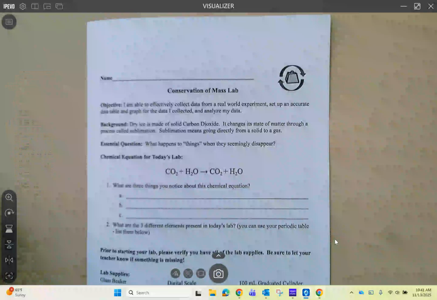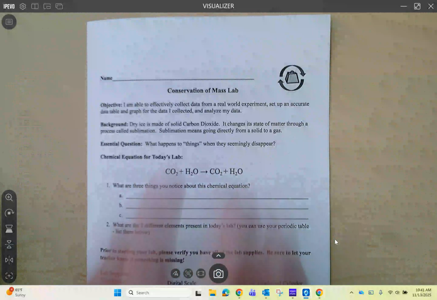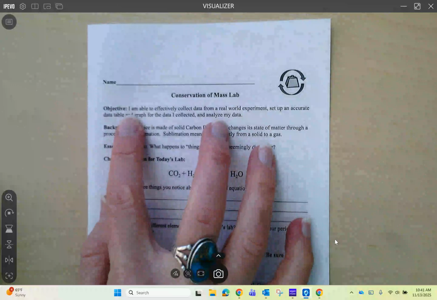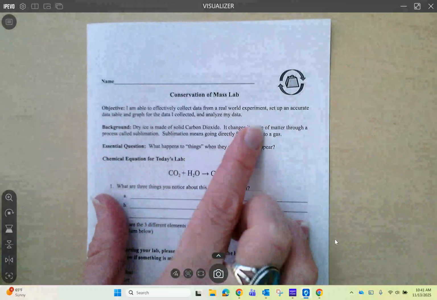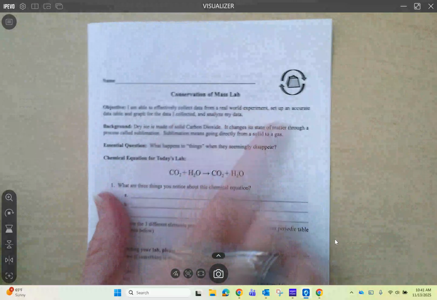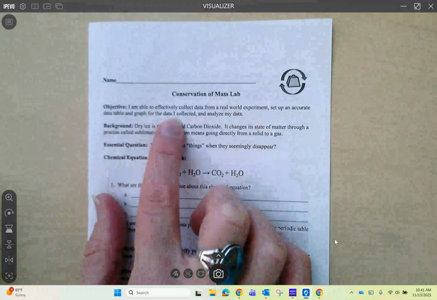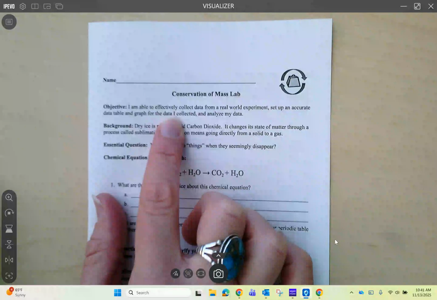This is your pre-lab assignment for your conservation of mass lab. So in this lab here, we've got a couple different things we're going to be working on. We are going to be coming back to effectively collecting data from a real world experiment, setting up an accurate data table, and graphing your data. So we're coming back to some graphing here. We haven't seen this since quarter 1, so we'll see what you remember.